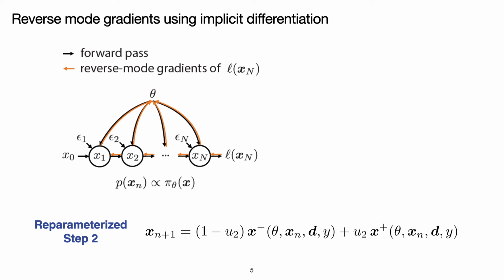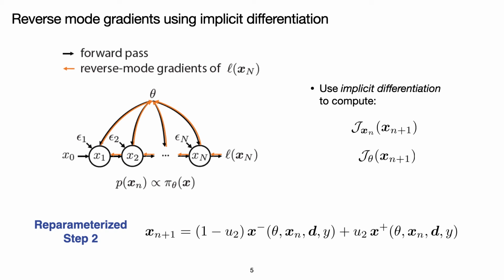I'll just allude to one detail that we had to address, which is that if we remember the reparameterized step 2 from the previous slide, and we had implicit functions for the slice endpoints x minus and x plus, this means that we need to use implicit differentiation to compute the necessary Jacobians that allow us to do the reverse mode autodiff.